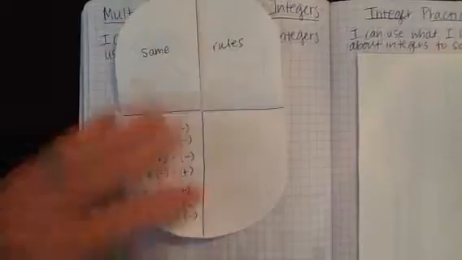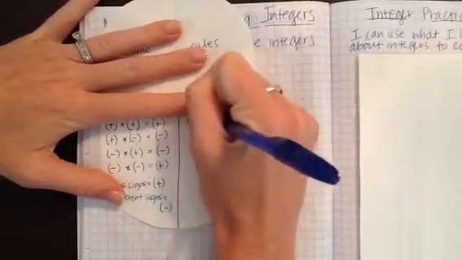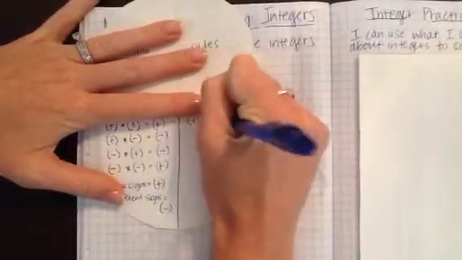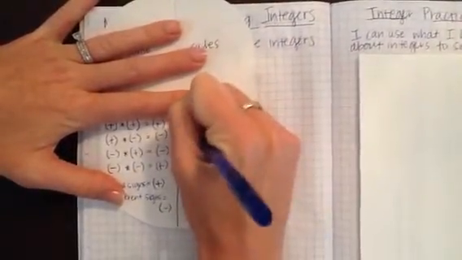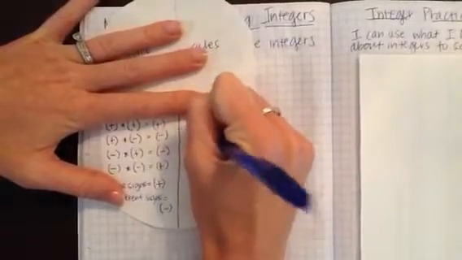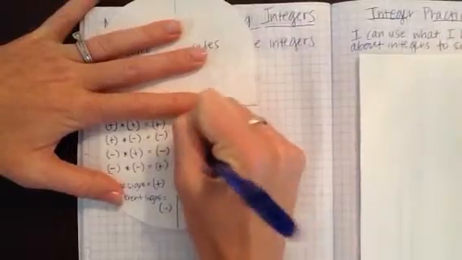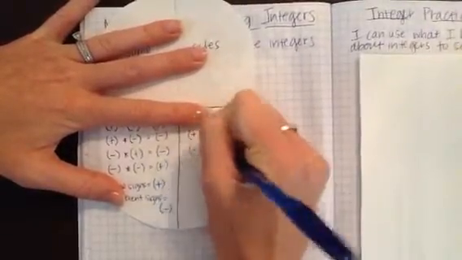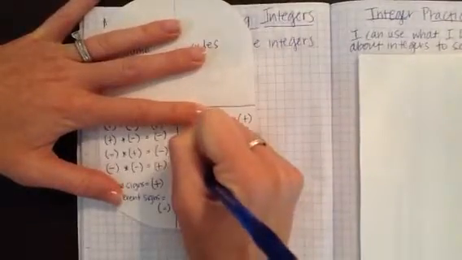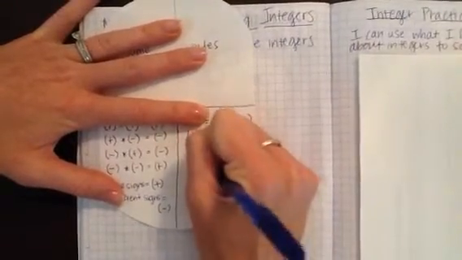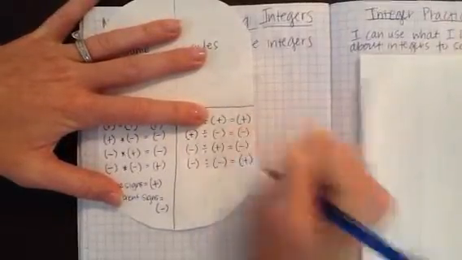And then the division rules are exactly the same thing. So if we're dividing a positive by a positive, that's going to give me a positive. If we are dividing a positive by a negative, that's going to give me a negative answer. If we're dividing a negative by a positive, it's going to give me a negative answer. And then if we are dividing a negative by a negative, that's going to give me a positive answer.